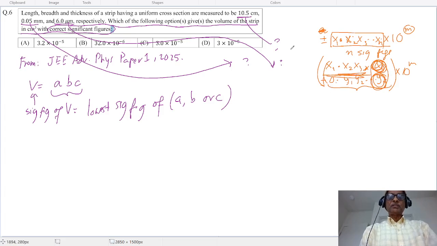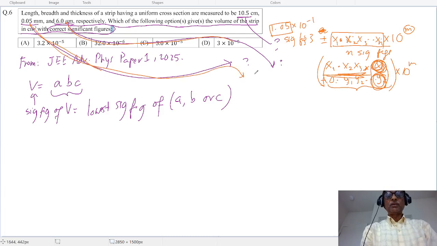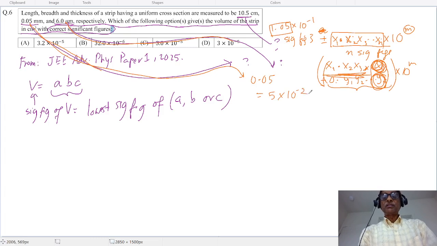Okay, so over here you can write 1.05 times 10 to the power minus 1. So it has all three. Sig fig is 3. How about this guy? Let's go order by order. So this one is 0.05. Well, this can be written as 5 times 10 to the power minus 2. So this is just one sig fig. Just one digit you need.